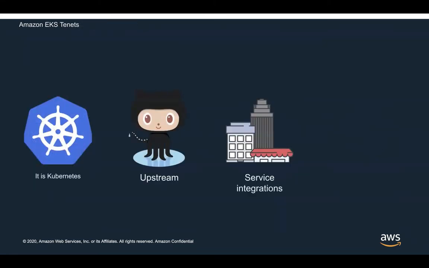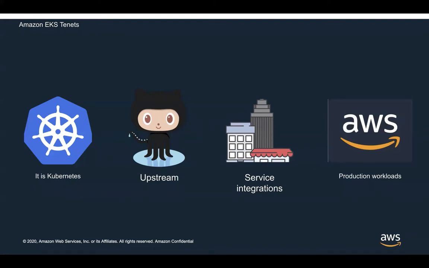So Amazon EKS is based on a few tenets that we adhere to. And number one, it is Kubernetes. And number two, it is upstream Kubernetes. Basically that means that whatever you install locally as a vanilla Kubernetes distribution is the same distribution you're going to get with EKS. But what is the reason for having this service?